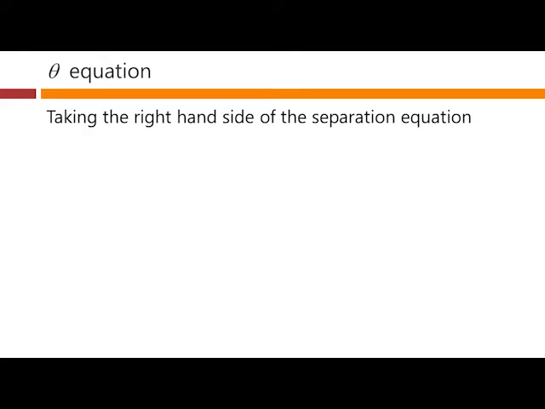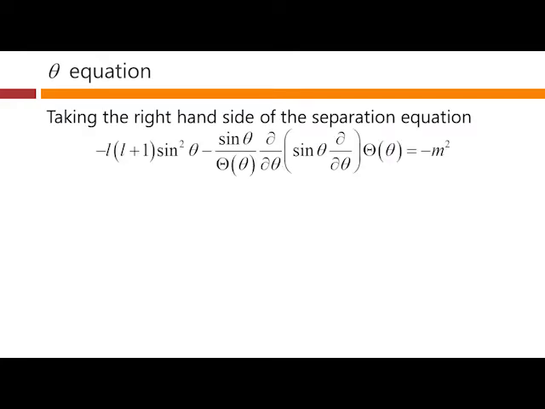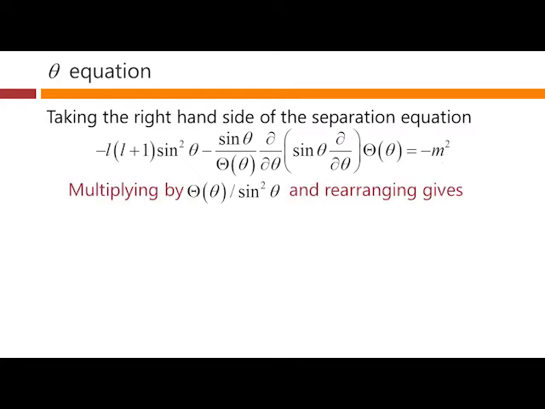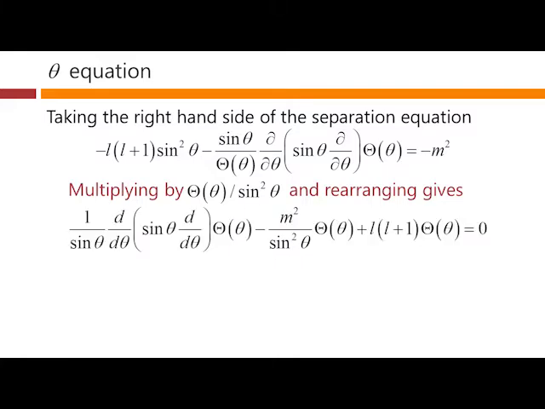For the theta equation, we take the right-hand side of the separation equation, and we set that equal to the separation constant. And multiplying now by capital Theta of theta divided by sine squared theta, and doing a little bit of rearrangement, gives us this differential equation here. So some moderately complicated derivatives with respect to theta here of our function capital Theta of theta, and this set of terms over here. And these all have to equal 0.